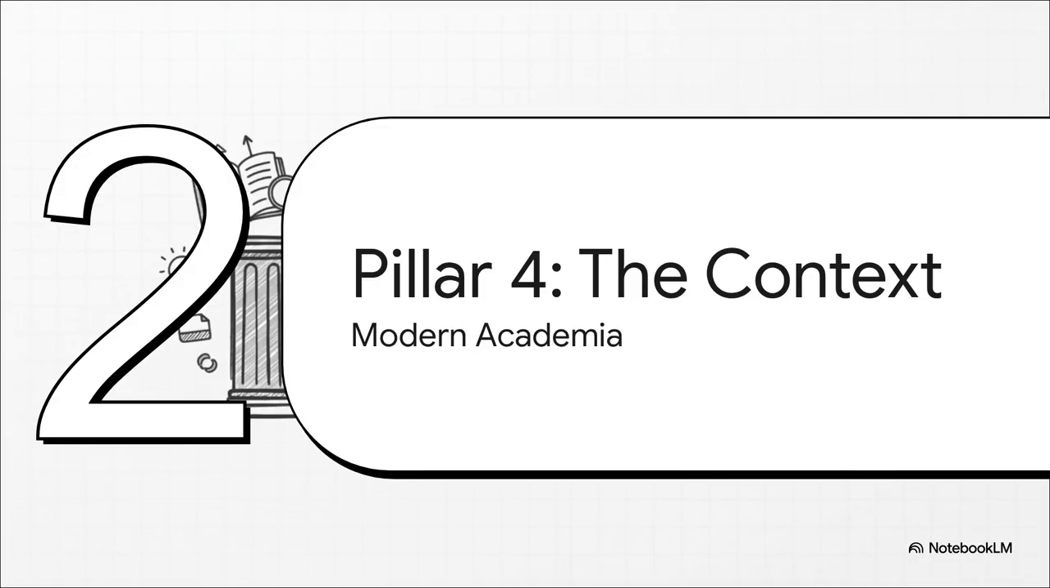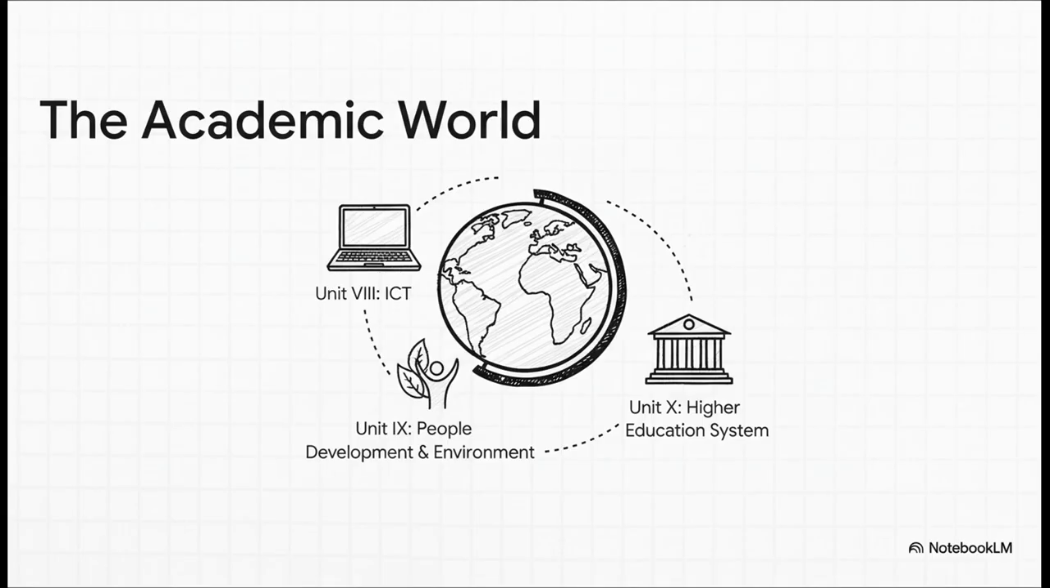And that brings us to our final pillar. Pillar 4 puts everything else we've talked about into the modern context. Because let's face it, a teacher or a researcher isn't working in a bubble. This pillar covers the environment, the technology, and the systems that shape what academia looks like today. The 3 units that make up this pillar are Information and Communication Technology, or ICT, People, Development and Environment, and the higher education system itself. Together, they make sure you have that broad awareness that's really expected of any modern academic.